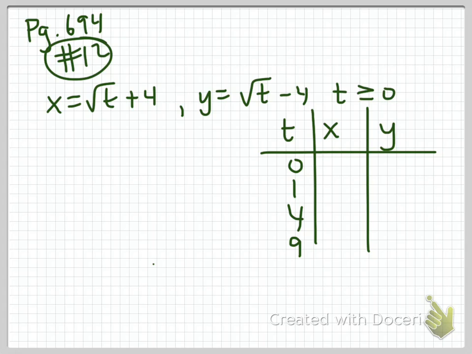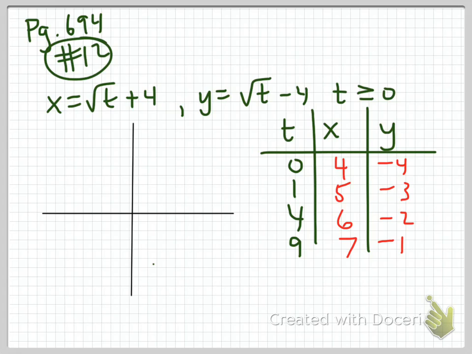Alright, so when t equals 0, x equals 4, and then y equals -4. For 1, we get 1 plus 4 is 5, 1 minus 4 is -3. For 4, when t equals 4, we get radical 4 is 2, 2 plus 4 is 6, 2 minus 4 is -2. And finally, when t is 9, we get radical t is 3, 3 plus 4 is 7, and 3 minus 4 is negative 1. And so we do our thing again.